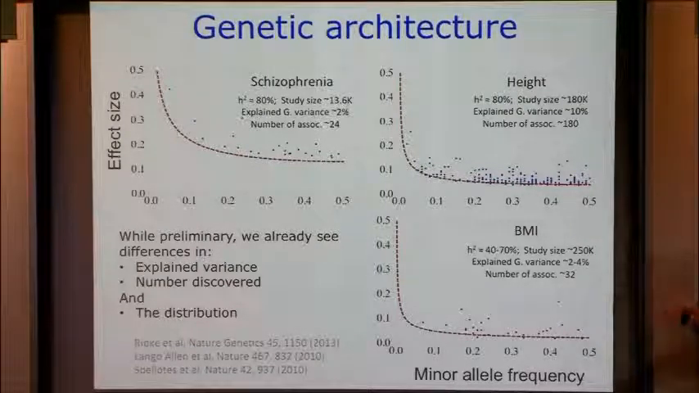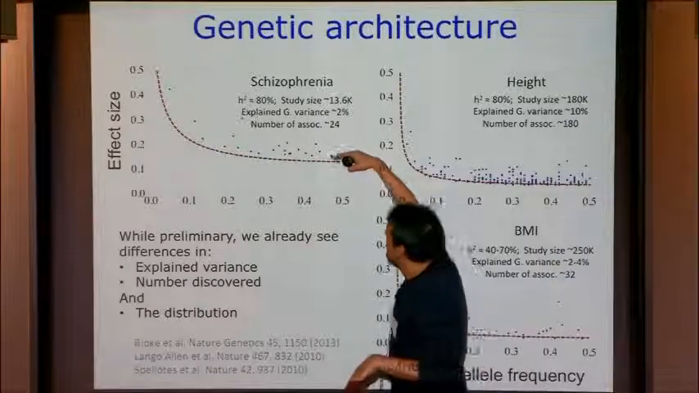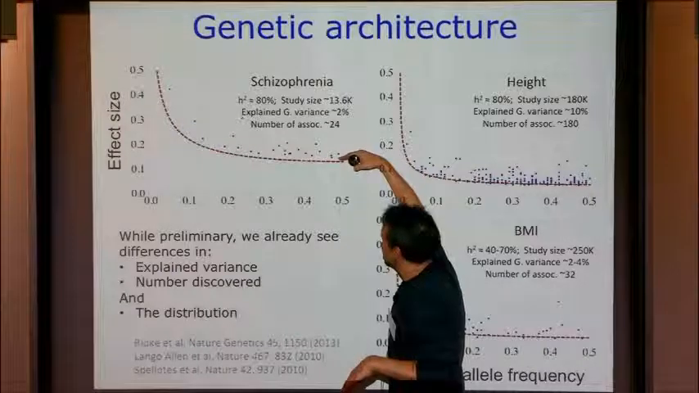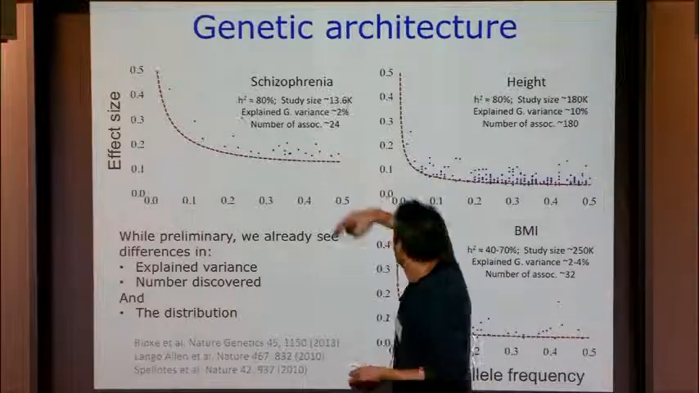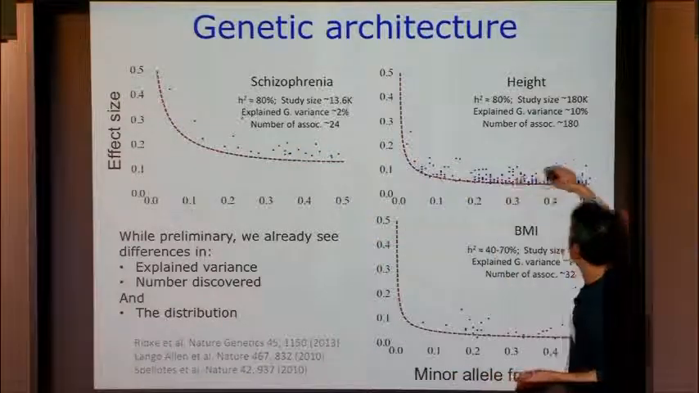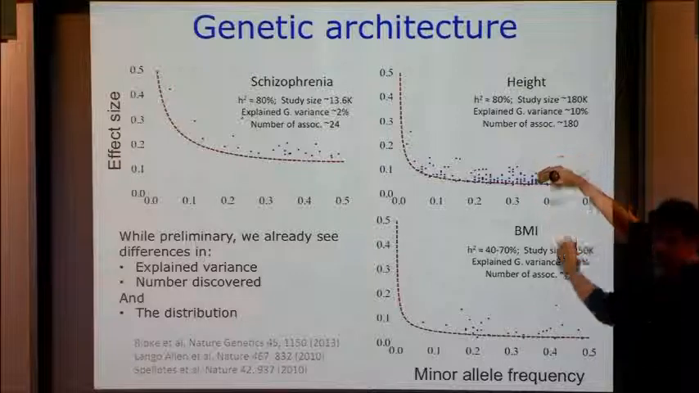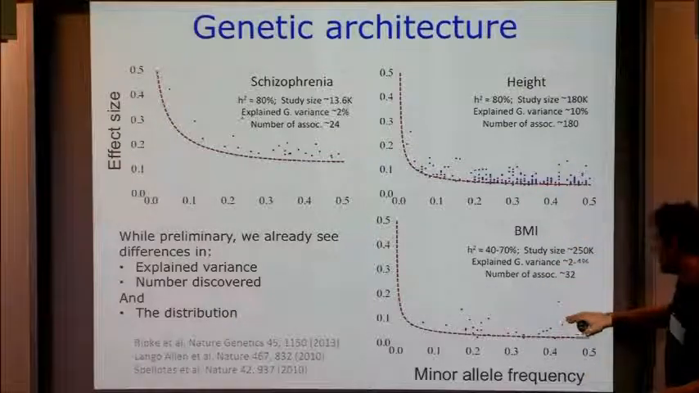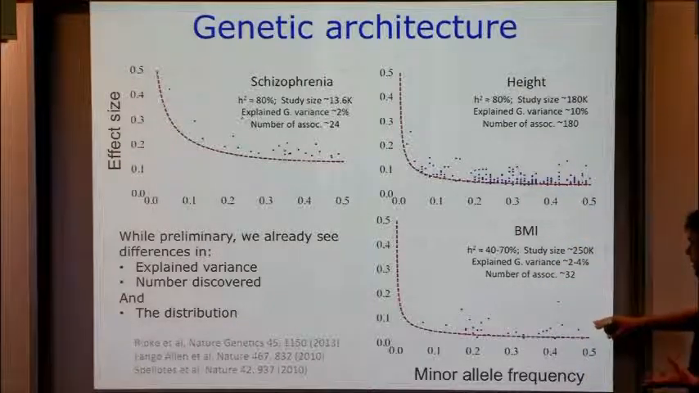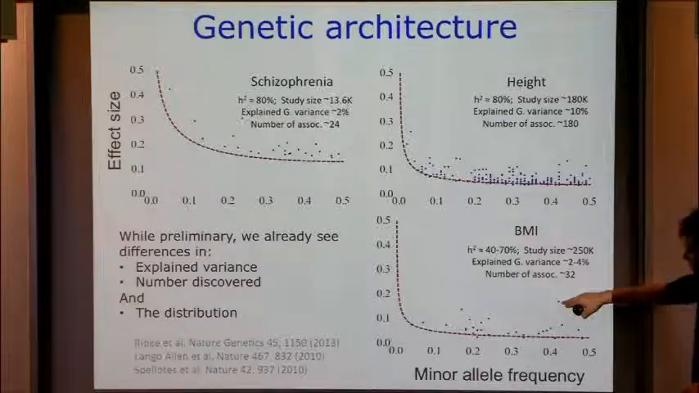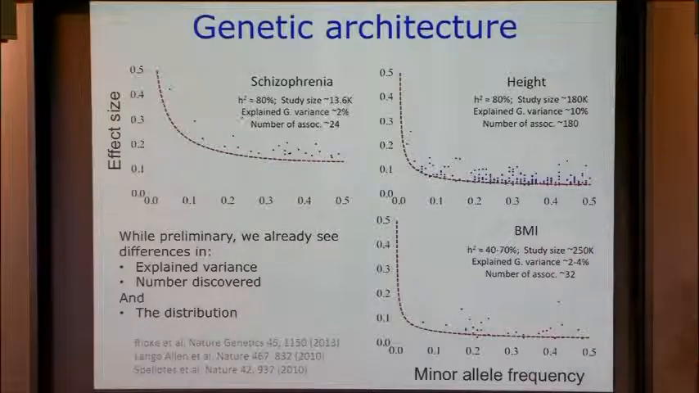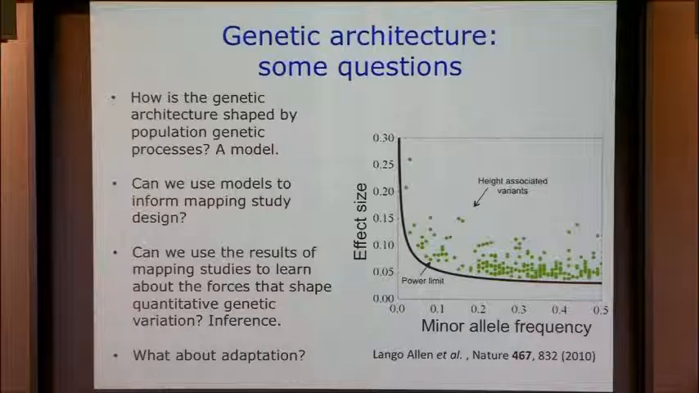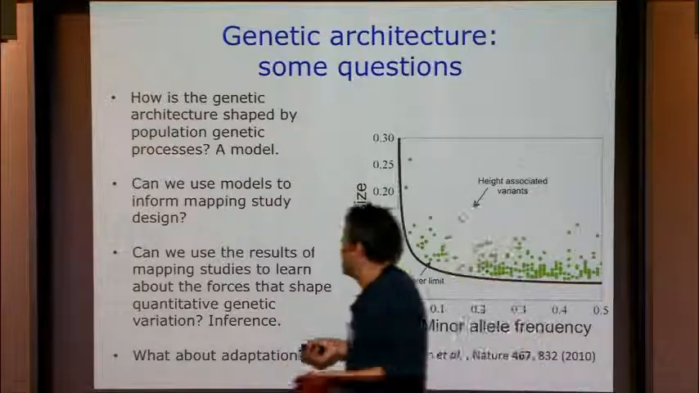And you could also look at the joint distribution and begin to compare it. You see that, at least for schizophrenia, this joint distribution appears to follow tightly around the power line, whereas for height it still follows it, but there's a bit more of a spread. And for BMI, it follows this even less so, where specifically we have these variants which are at high frequency and large effect size. So this leads to a number of questions.